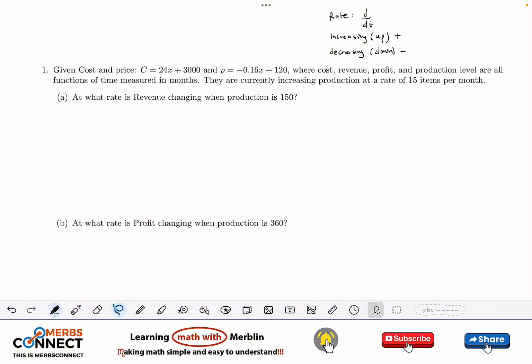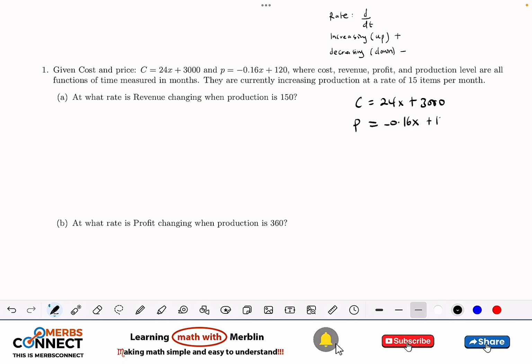From the question, we have cost and price. Cost is equal to 24x plus 3000. Then we have the price to be equal to minus 0.16x plus 120. And then we want to try to find, so, okay, we have that one.